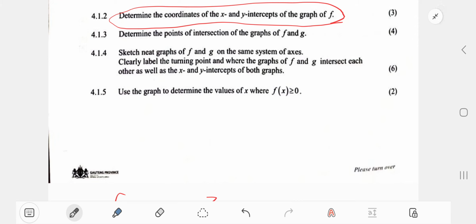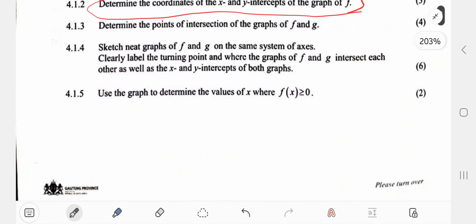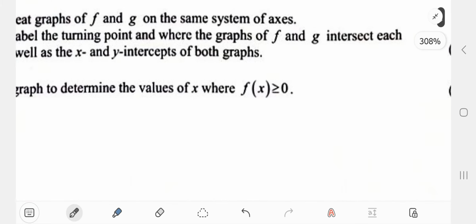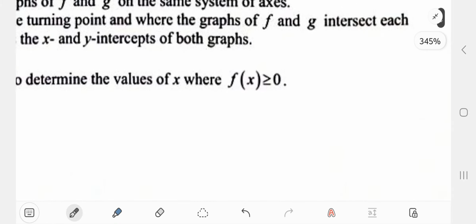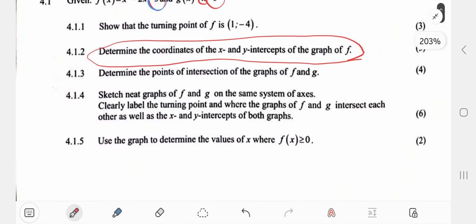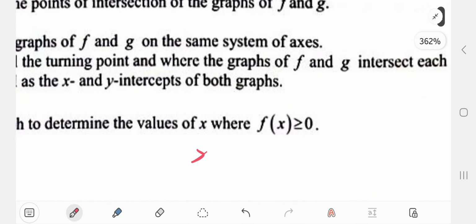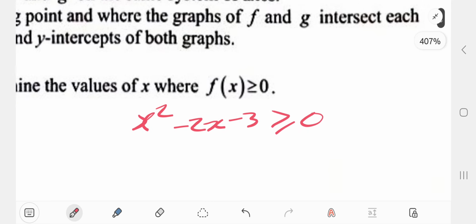So the next question asks us to determine the values of x where the graph of f of x is greater than 0, right? So now we can use the graph to determine the values where the graph of f of x is greater than or equal to 0, I mean to say, right? So if it is challenging to interpret the graph, just write it down and solve it as an inequality, right? So let's just do that, as a way to confirm our answer. So there we have what? Our f of x is x squared minus 2x minus 3, greater than or equal to 0. So now let's find the x values.